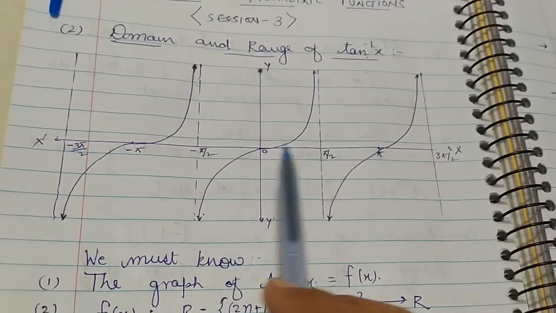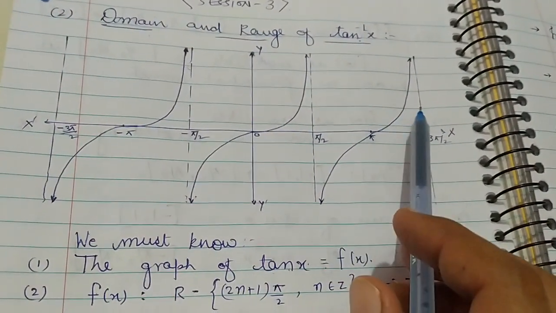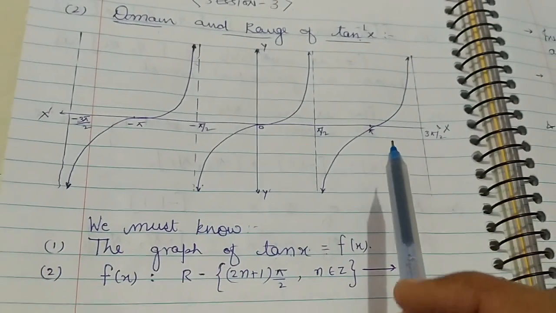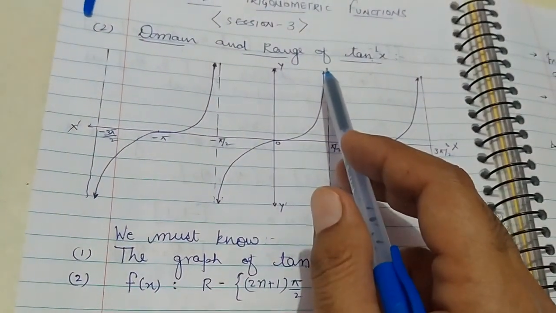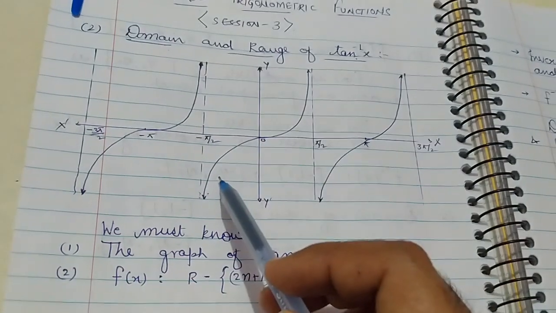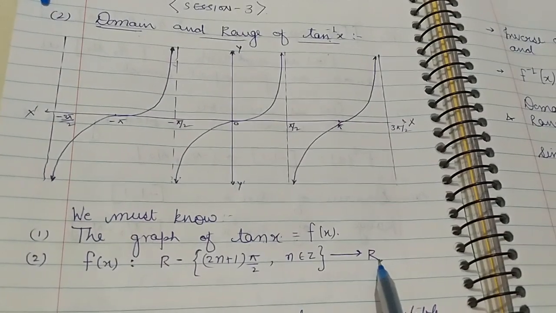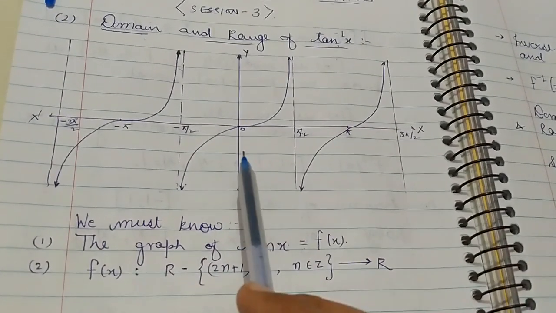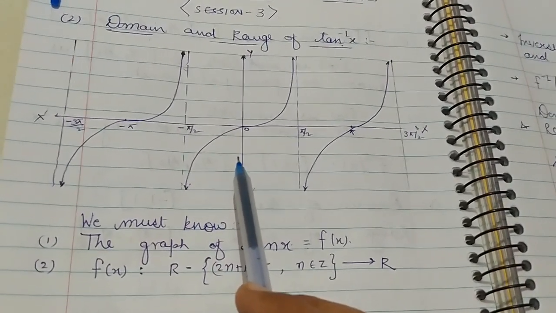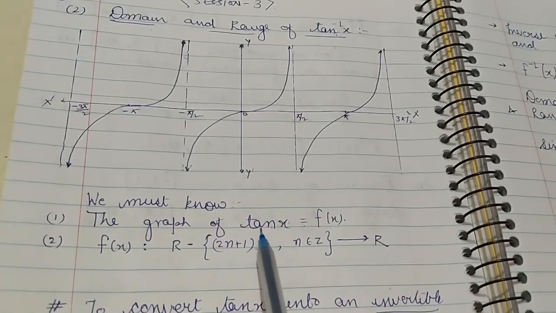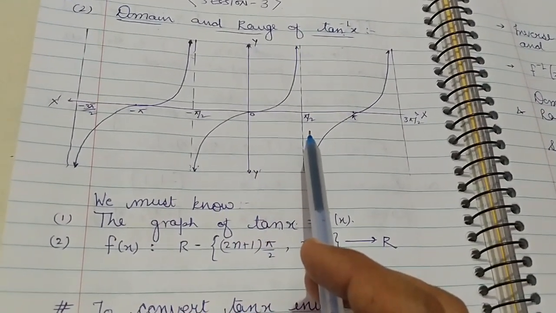From this graph we can say that the trigonometric function tan x is a many-one function, and since the range of this function is minus infinity to plus infinity, that means the range is the set of real numbers and the given codomain is also the set of real numbers. Therefore it is an onto function. So we can say that tan x is a many-one and onto function.